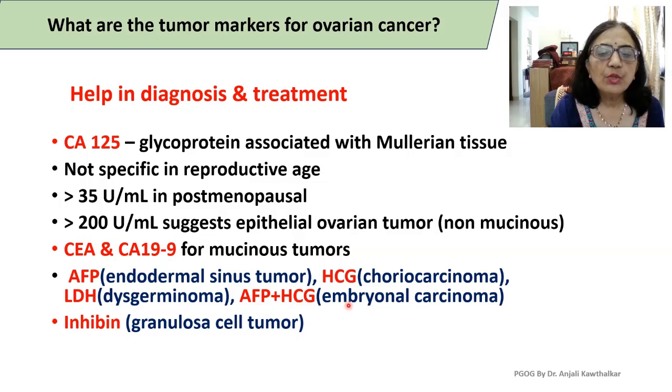AFP and SCG are both secreted by embryonal carcinoma. So in young girls with a solid ovarian mass, we need to do all this, especially to know whether it is a germ cell malignancy, or mixed germ cell tumors, which are also common. All these tumor markers help us in treatment in the way that we can decide how many cycles of chemotherapy are to be given. They do tell us about response to treatment, and recurrences are detected with the help of all these tumor markers.